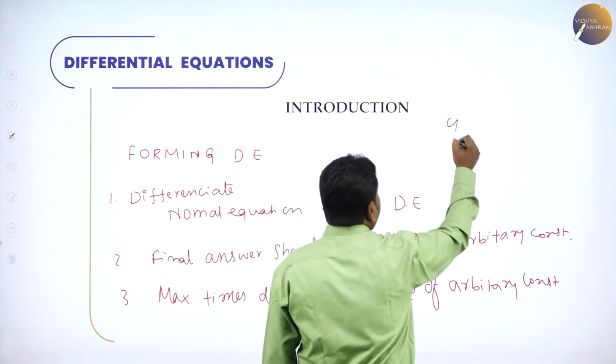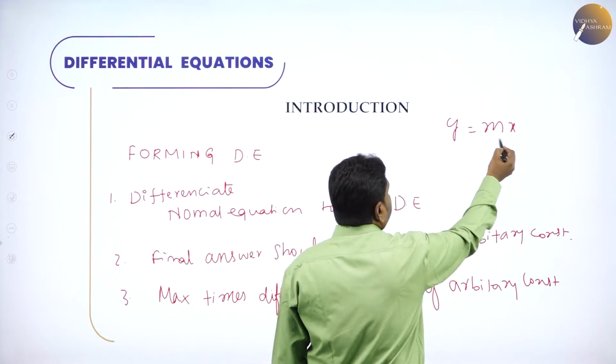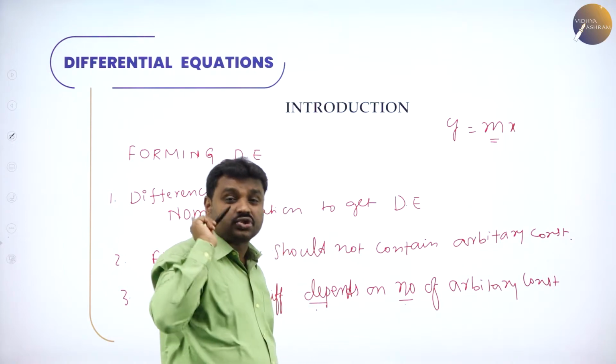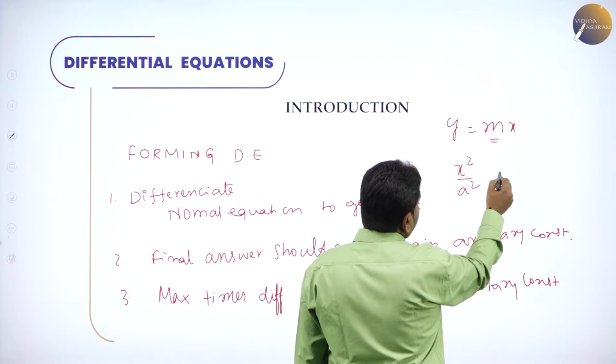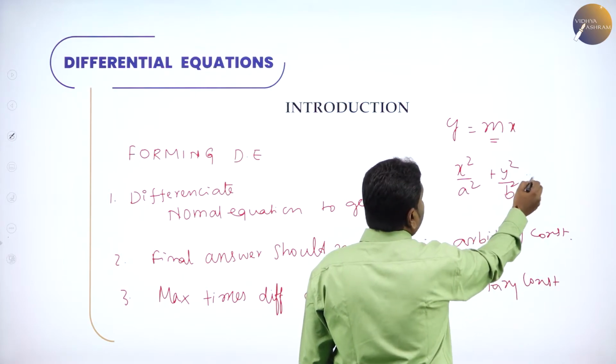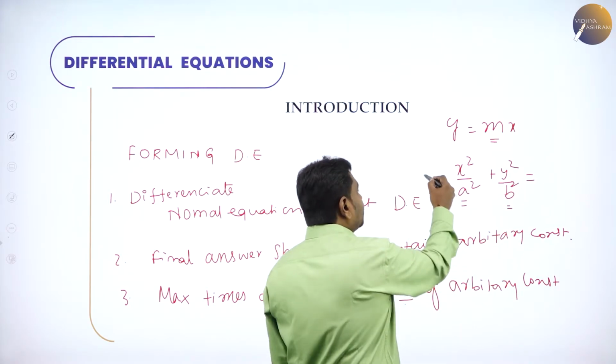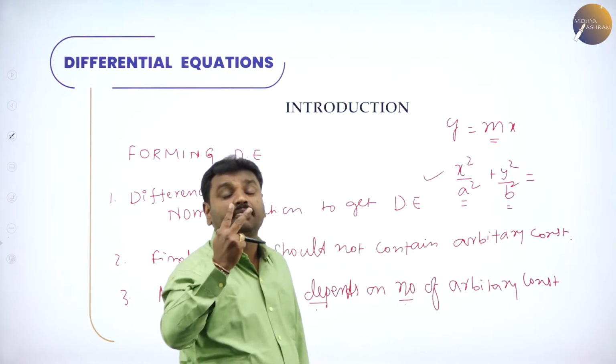For example, I'll give y is equal to mx. Here m is the arbitrary constant. You can differentiate only once to form the differential equation. Suppose I give the ellipse equation x square by a square plus y square by b square equal to 1. Here we have two arbitrary constants, two alphabetical. So for this equation you can differentiate a maximum of two times.